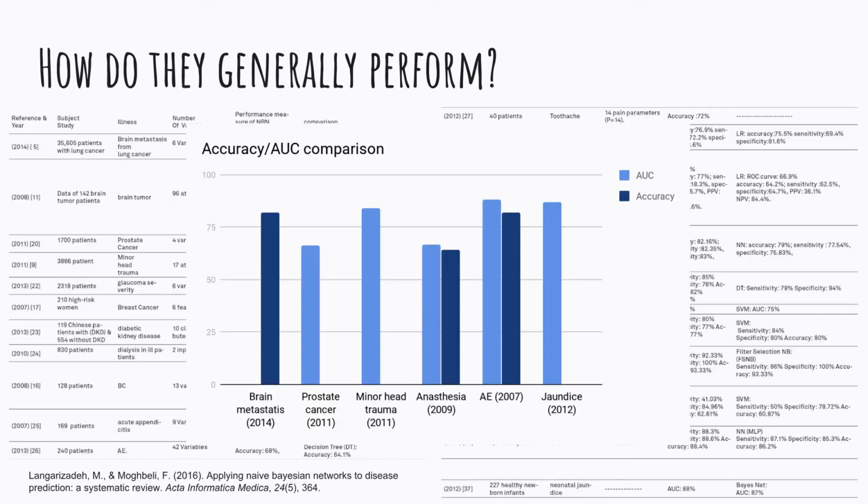Okay, so how do they generally perform? Well, this is taken from a review paper from 2016, looking at various clinical prediction rules. So we have things like various cancers, like prostate cancer, brain metastasis. There's also minor head trauma, adverse events and jaundice, and they're doing fairly well in terms of the AUC and accuracy score. But I couldn't really find anything that was comparing Bayesian networks to other methods, and I think that would be kind of interesting.